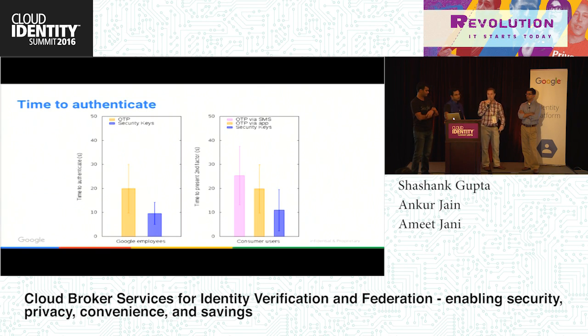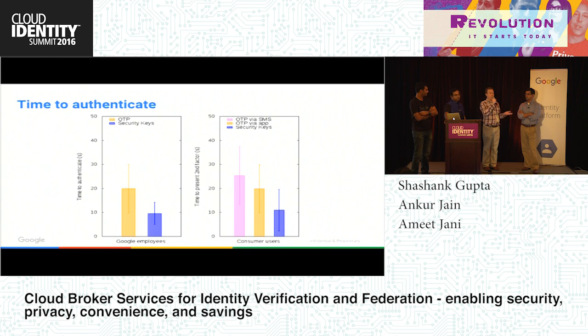And then on the right-hand side, we did that same thing for consumers. On the consumer side, there's one more graph, this pink bar. The pink bar is where we send SMS to the customer, so it's not using a key fob or an application. We're sending an SMS. Big surprise, that's the slowest of them all. It can go up to about 40 seconds.